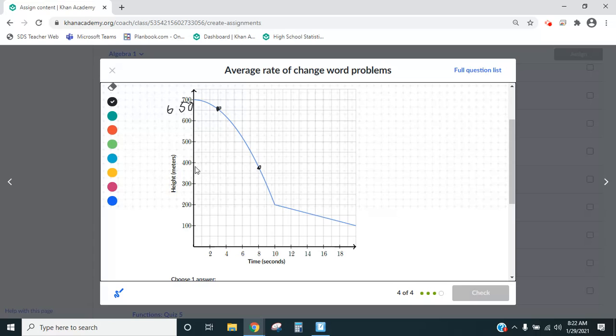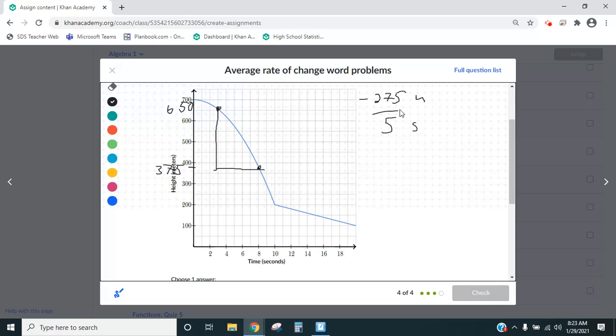Okay, what's the height here? About. Yeah, about 375, right? It's halfway between those two squares. So if I went from 650 down to 375, that means I went down how much? $275. There you go. Yep. 275. So I went down 275 and I went over 5 seconds, right? So that was in meters. This was in seconds. If I divide those, what do I get?